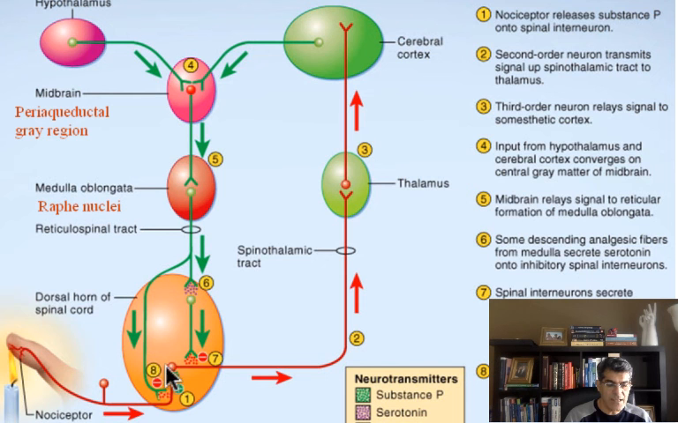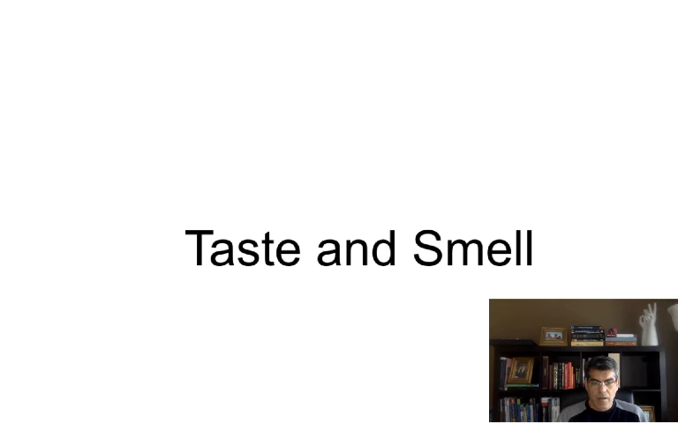This pathway that takes the pain to the brain is called the spinothalamic tract because it's going to go from the spinal cord first to the thalamus and then it's going to go to the cortex. But this one that calms down is called the reticulospinal tract. Let's move on to the spatial senses. Among the spatial senses, of course, vision and hearing would be the most important ones.